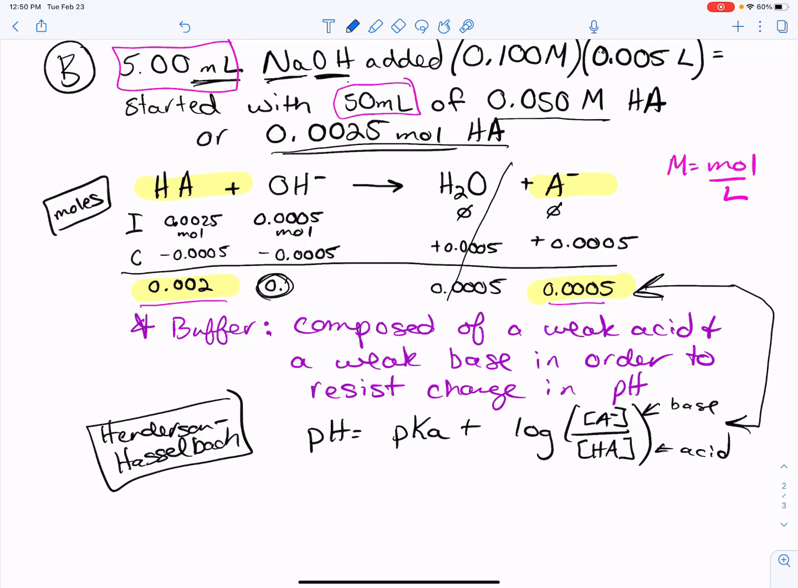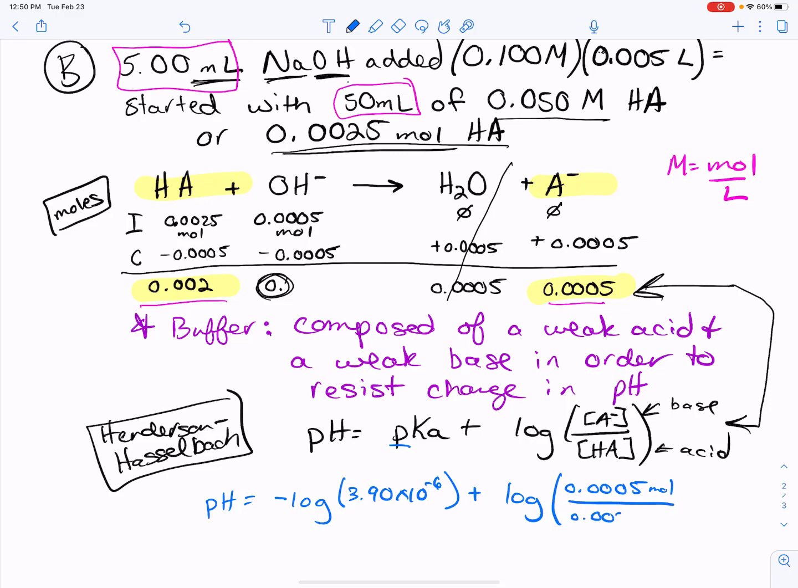Okay, let us plug our values into this equation. So pH equals pKa. We do not have the pKa of our substance, but we have its Ka. So the little p here, all that stands for is negative log. And so if we take the negative log of our Ka value, which our Ka value, remember, was 3.90 times 10 to the minus 6, and now we can add the log of our 2 molar amounts. And so our conjugate base, we have 0.0005 moles, and we have 0.002 moles of our weak acid.